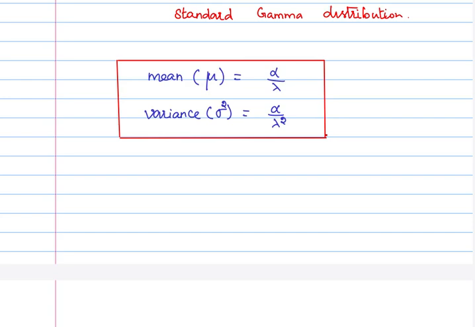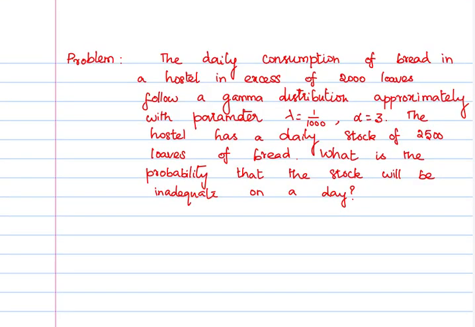Next, we are going to solve a few problems. Daily consumption of bread in a hostel in excess of 2000 loaves follows a gamma distribution approximately with the parameter lambda equal to 1 over 1000, alpha value is 3. The hostel has a daily stock of 2500 loaves of bread. Then what is the probability that the stock will be inadequate on a day?